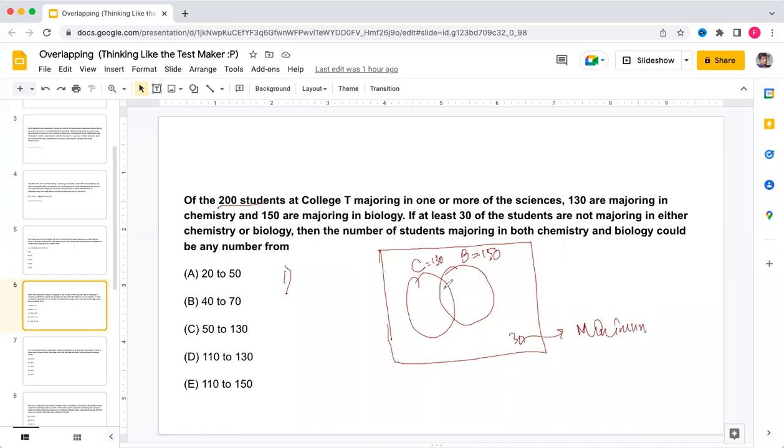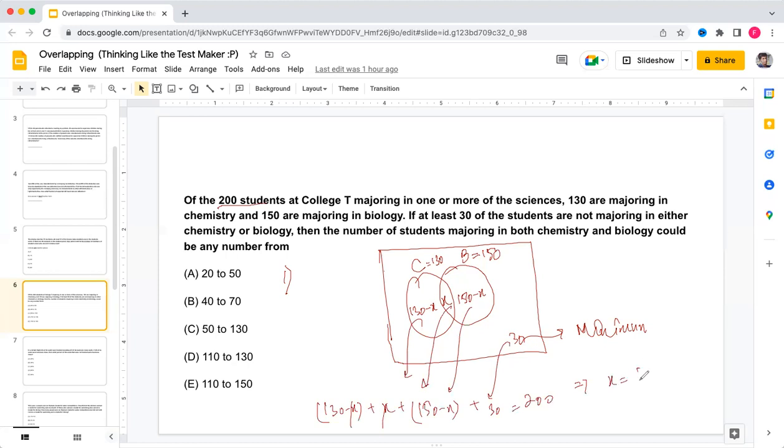And let's consider the both as x. So this will be 130 minus x, and this will be 150 minus x. And total is 200, so this whole sums to 200. So this will be only chemistry, which is 130 minus x, plus both, which is x, plus only biology, which is 150 minus x, plus neither 30, must equal 200. So this will cancel out. And what will be the value of x now?